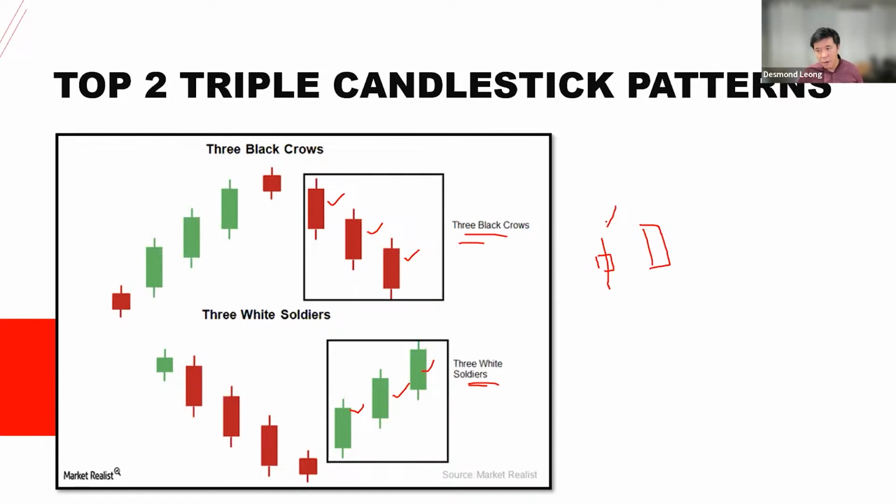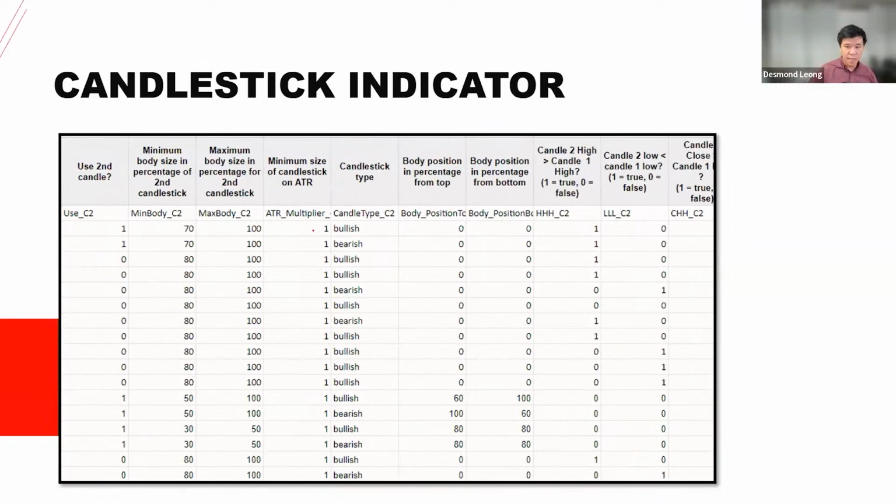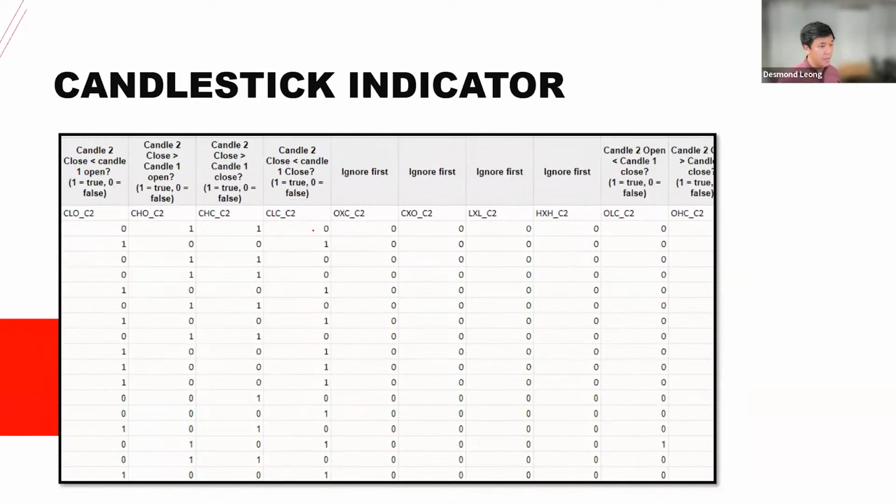You're not looking for three sparrows, you're looking for three crows. Same thing with soldiers. You're not looking for three baby soldiers. You're looking for three white soldiers, sizable soldiers. Really good for calling reversals. Now, the candlestick indicator which I'm talking about over here is a really intense indicator I created.